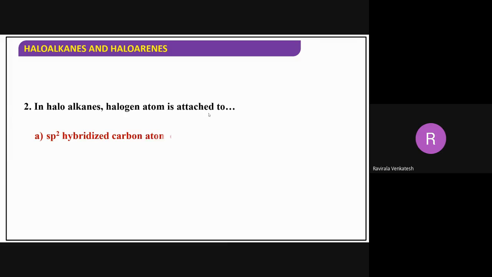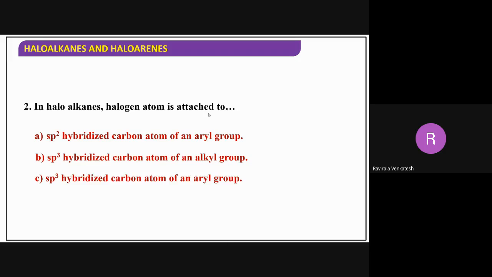In haloalkanes, the halogen atom is attached to which hybridization? sp3. sp3.